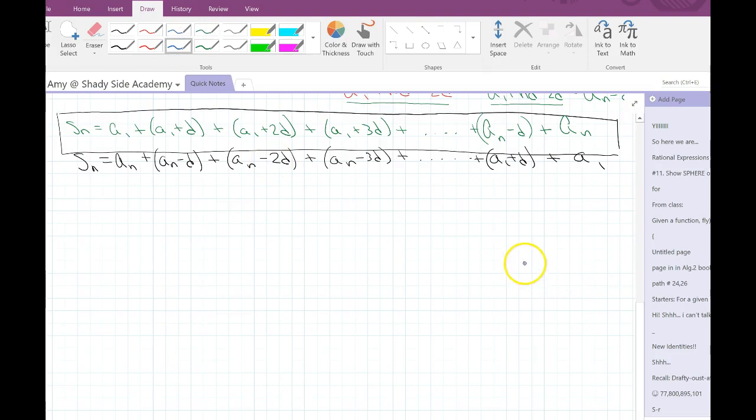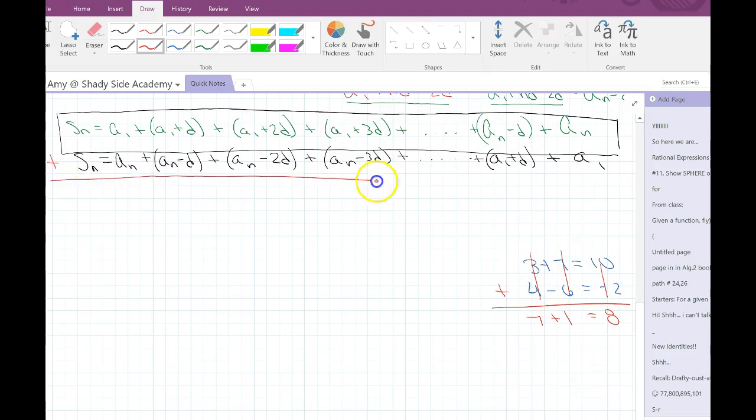Simple example right here. If 3 plus 7 equals 10 and 4 minus 6 equals negative 2, if those are two valid equations, then you are allowed to add those two equations and say 7 plus 1 has to equal 8. See, you can add, add, add. I'm going to do that right now. I'm going to add these two equations.